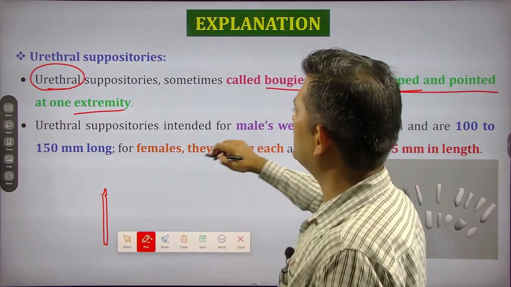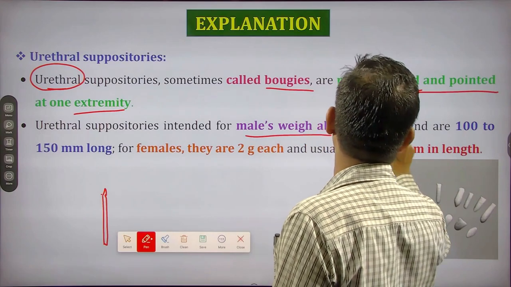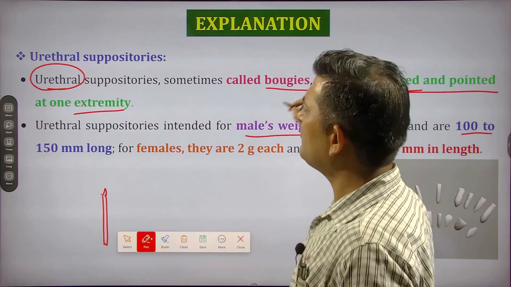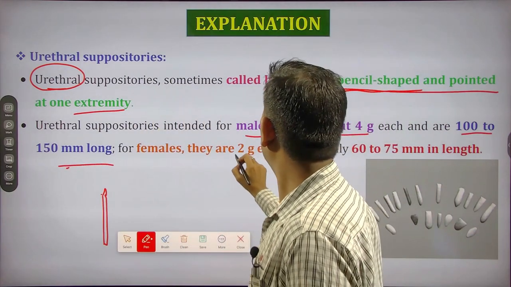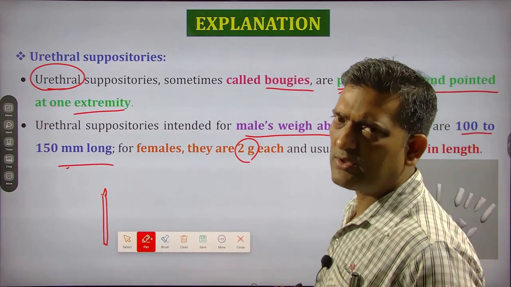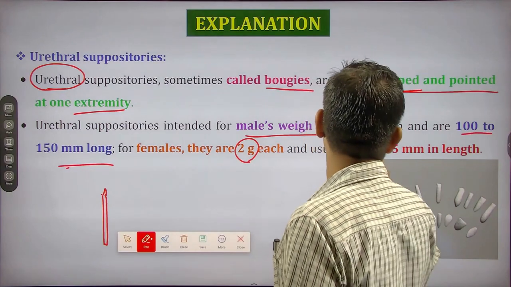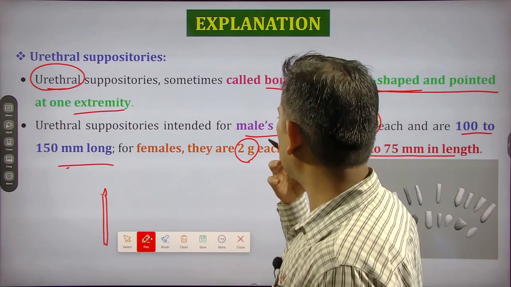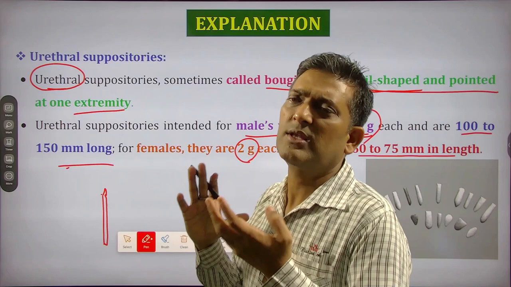Urethral suppository for males weighs about 4 gram, a very small amount, and is 100 to 150 millimeter long. For females it is 2 gram, and usually 60 to 75 millimeter in length, depending upon the case. So these are the different types of urethral suppositories for the urethral route, known as urethral bougies.